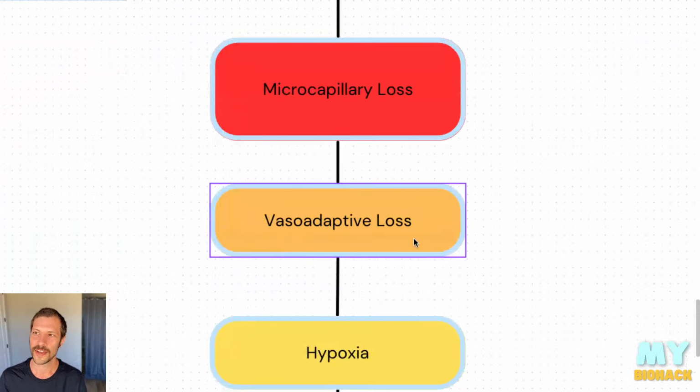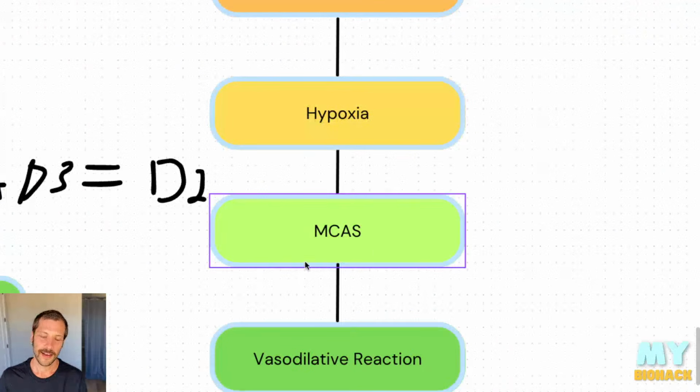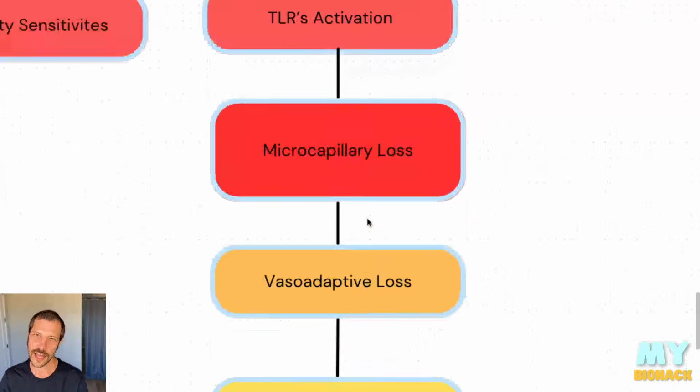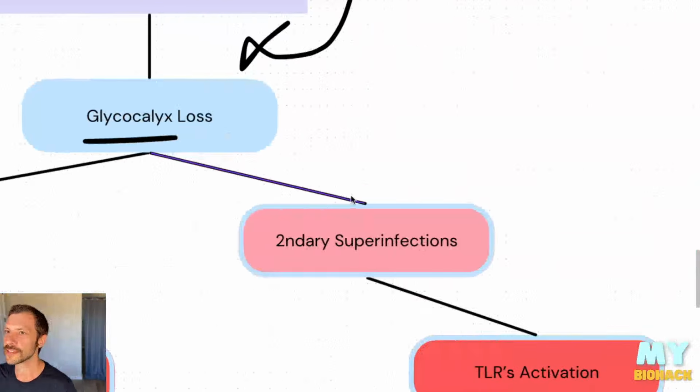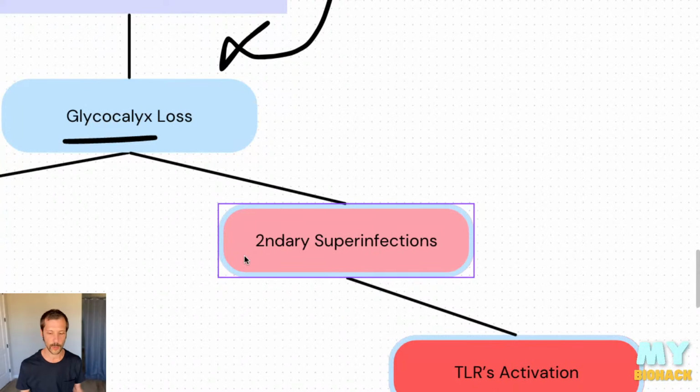And you get vasoadaptive loss, hypoxia again, mast cell issues, which also lead to vasodilative reactions. So there's a lot of trends here that this happens. This glycocalyx loss and junction dysfunction leads to secondary superinfections. Superinfections are essentially when you have multiple infections compounding on each other.